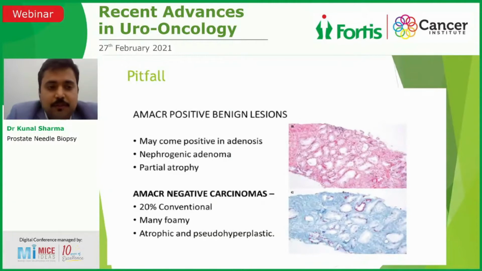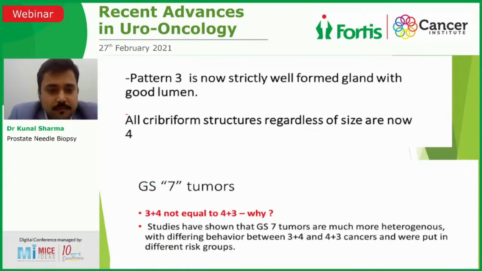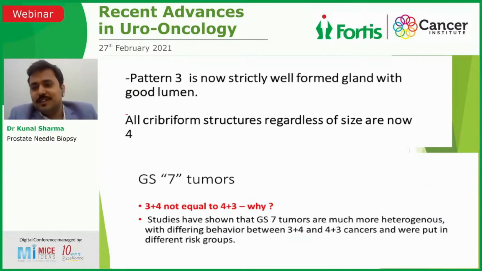A major pitfall is that there are certain benign lesions which can be AMACR positive, that is adenosis, nephrogenic adenoma, and partial atrophy. We can also have AMACR negative carcinomas, 20% of conventional and many foamy gland or atrophic and pseudohyperplastic variants. Now, a very important thing is the difference between 3 plus 4 and 4 plus 3.